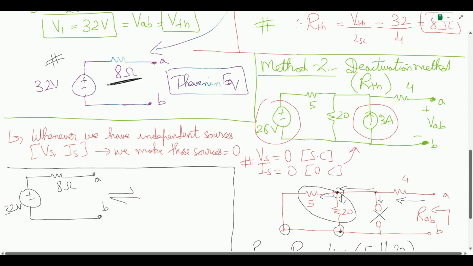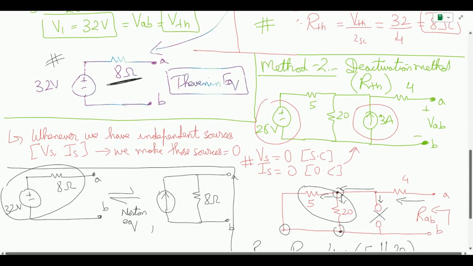If you want to find the Norton equivalent, we can use the source transformation technique, where these two will be converted into a single current source connected with the same resistor in parallel, and then we have the terminals A and B as they are. The current comes out to be V by R, which is equal to 4 amps. So this is the direct method to find the Norton equivalent by using the source transformation method.